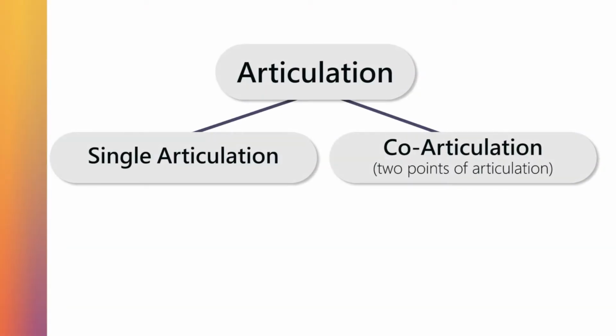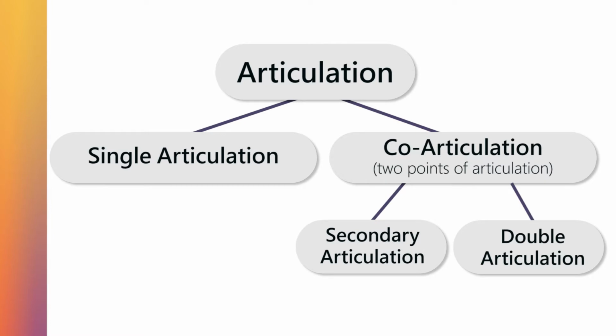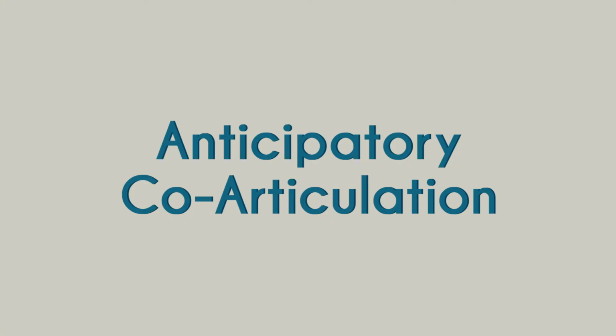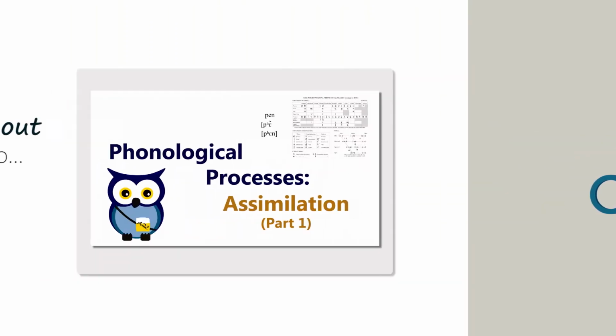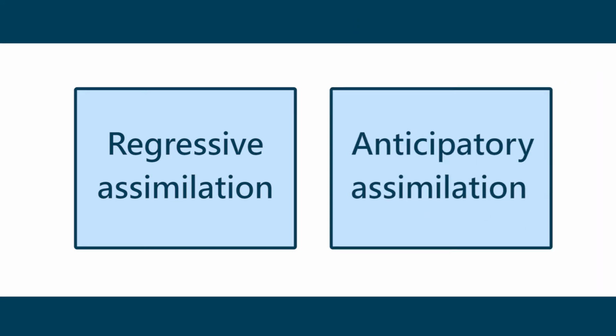I've already done a couple of videos about co-articulation. I introduced the concept that there's co-articulation, which comes in two forms: double articulation and secondary articulation. But then I came across this concept called anticipatory co-articulation. I already have videos about assimilation, so I would recommend you watch those videos before this. But if you are somehow familiar with assimilation, I can introduce the new concept that is called anticipatory assimilation.